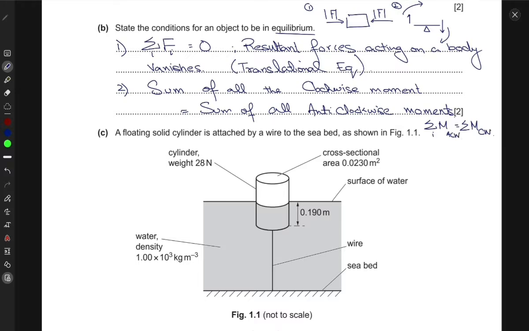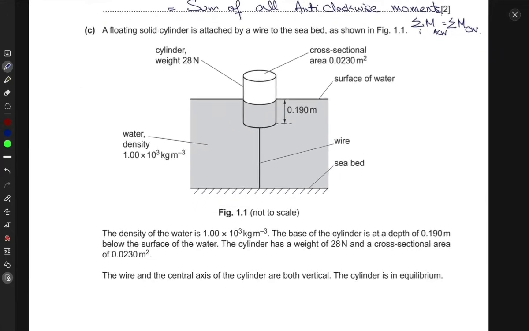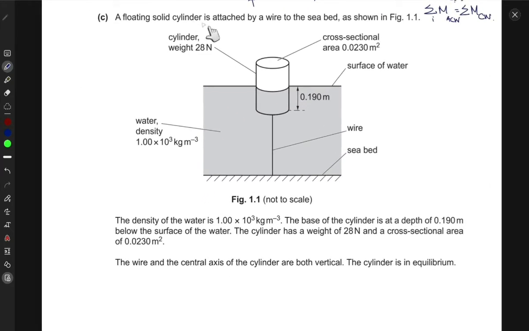All right. So next part, we have a floating cylinder, and it's attached by a wire to the seabed as shown in this figure. So we can see that this is the floating cylinder. It's attached by a wire, and the distance that it's dipped in the water is 0.190 meters. This is the surface of the water, and that's the seabed. The density of water is also specified, and the weight of the cylinder is given as 28 newtons, which means that there will be a constant force acting downwards of 28 newtons.